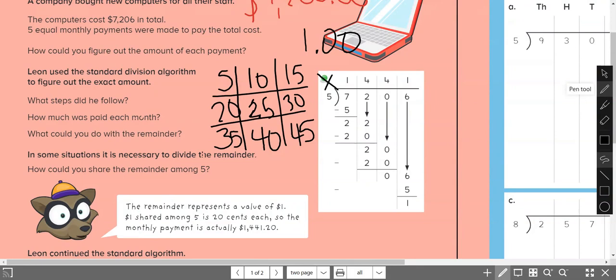So here it shows us an example of how we can figure out the amount of each payment, which we know we're going to divide. So it's telling us that Leon used the standard division algorithm to figure out the exact amount. So here on the right, we're going to kind of go through the steps and see how he divided this number. Okay? So first, let's look at what he did.